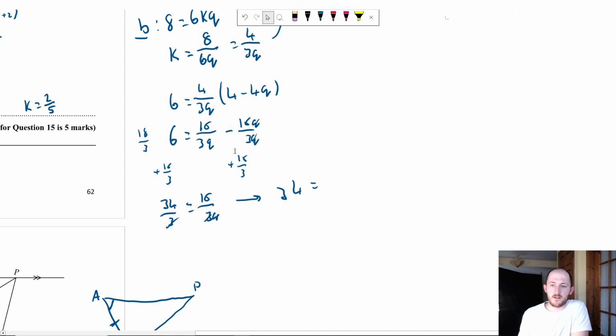So why am I adding 16 over 3? Because this is 16 over 3, right? And I want to move it to the other side to work out what Q is. Alright, fine. So that means Q is just going to equal to... Actually, I'll do it in more steps. So we have 34Q.